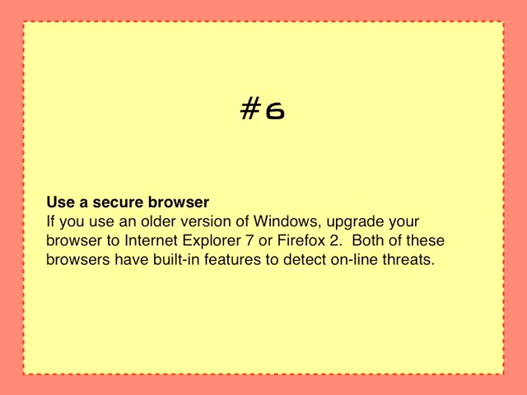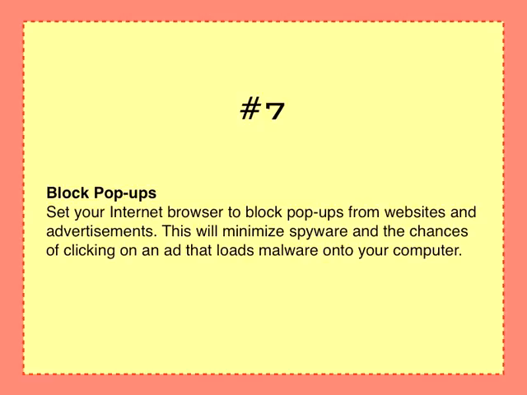Number 6. Use a secure browser. If you use an older version of Windows, upgrade your browser to Internet Explorer 7 or Firefox 2. Both of these browsers have built-in features to detect online threats. Number 7. Block pop-ups. Set your internet browser to block pop-ups from websites and advertisements. This will minimize spyware and the chances of clicking on an ad that loads malware onto your computer.